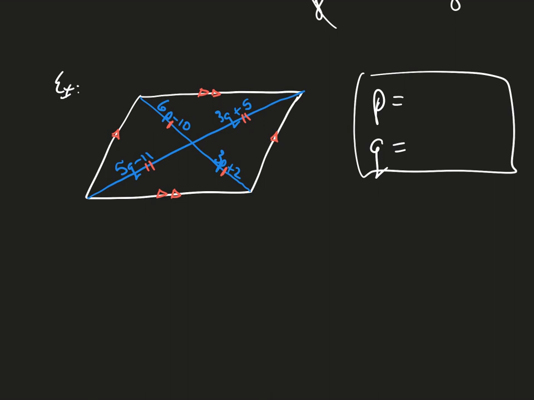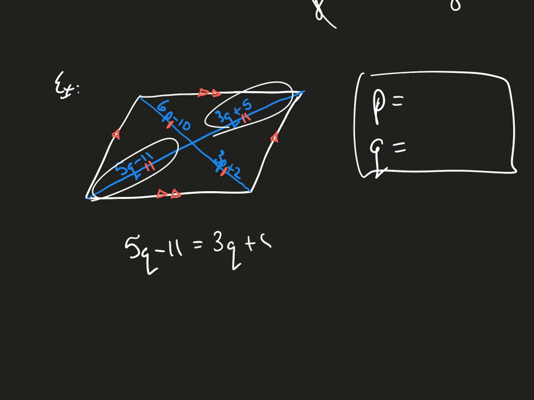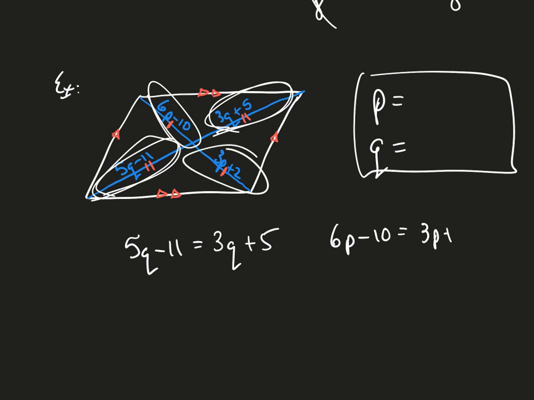So what that allows you to do then is it allows you to say, well, this segment, 5q minus 11, is equal to this segment, 3q plus 5. All right, or I could have said that differently. 1/2 of that diagonal has to be equal to the other half. And then similarly, on the shorter diagonal, this half of the diagonal, 6p minus 10, has to be equal to this half of the diagonal, 3p plus 2. Again, both of these very easy equations to solve.